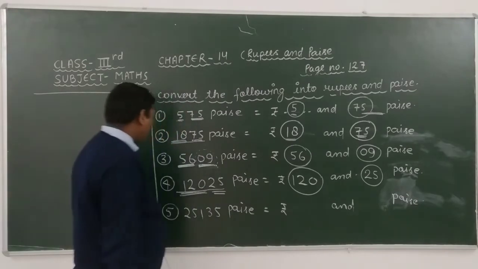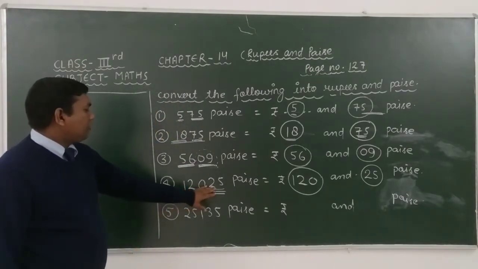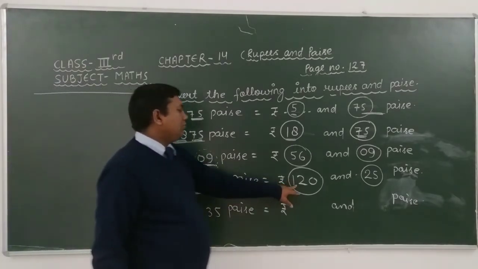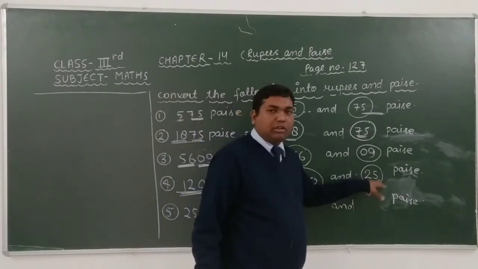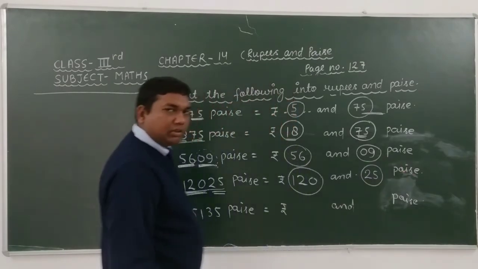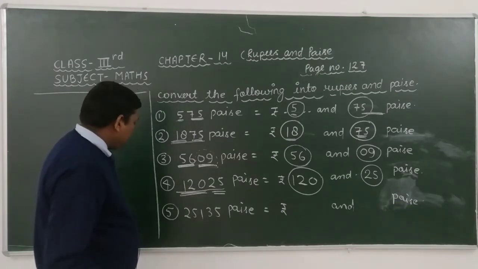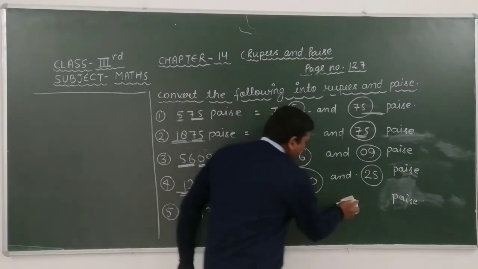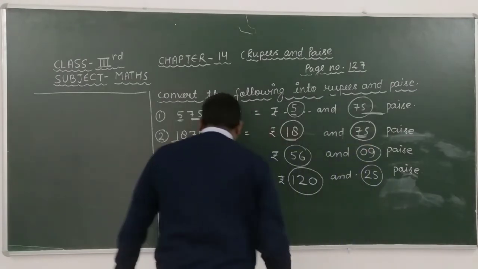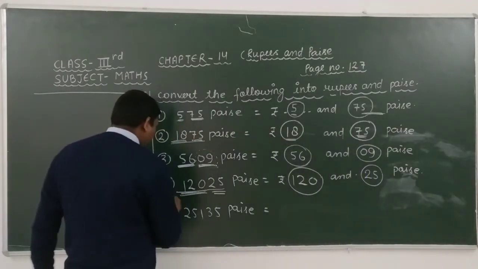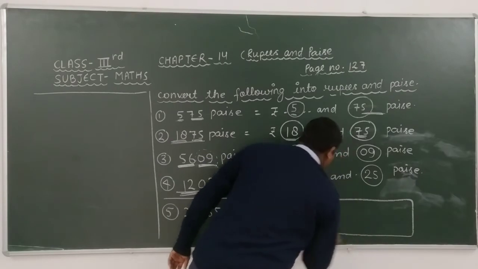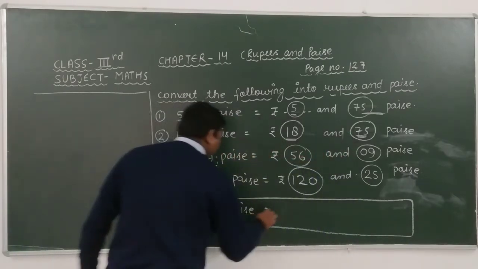Okay, look, 12,025 paise is equal to rupees 120 and 25 paise. Similarly, in question number 5, do it yourself.